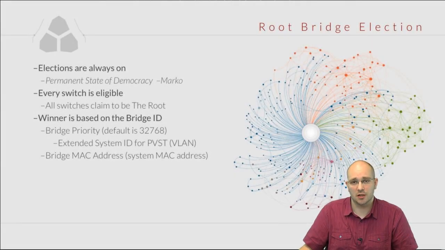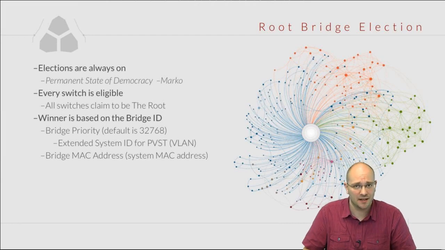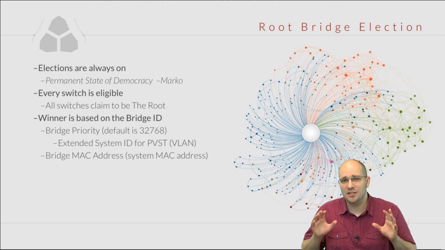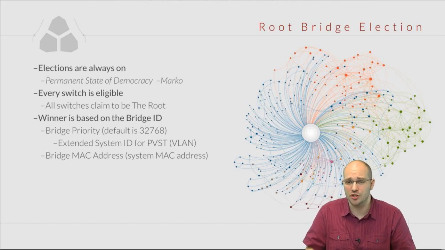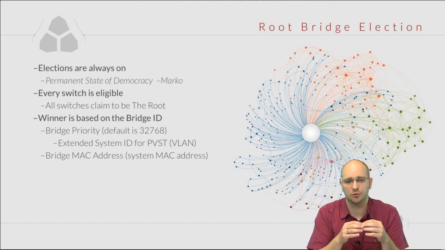Root bridge election is a relatively simple but crucial process in spanning tree. This process is always on, which means that switches can change which switch is the root bridge at any moment in time. I like to say that switches using the spanning tree operate in a permanent state of democracy because we always have elections going on. But how does this process work?